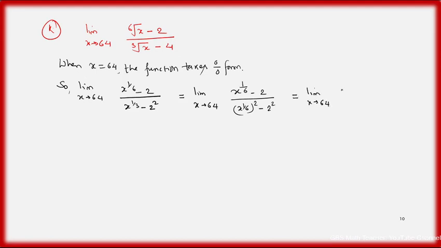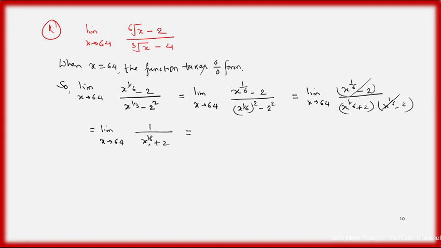Limit x tends to 64, (x to the power 1/6 minus 2) all over, make a group of this. Now a square minus b square formula: (x to the power 1/6 plus 2)(x to the power 1/6 minus 2). It can be cancelled. Then x tends to 64, 1 over x to the power 1/6 plus 2. Now you can apply the limit. 1 over 64 to the power 1/6 plus 2. 64 to the power 1/6 is 2, so 1 over 2 plus 2 equals 1 by 4 is the answer.